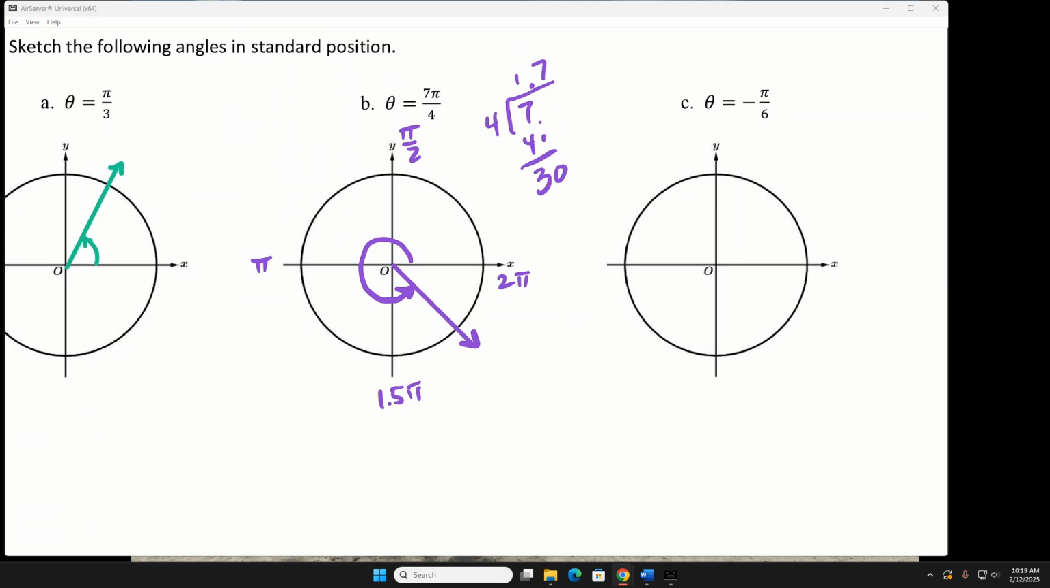All right, and then for C. So we know what pi over 6 looks like, I think. It's this one. It's a special angle, one of the first ones we graphed. That's a positive pi over 6. So what is negative pi over 6 going to look like? Good. It's that same space that was rotated, but it's rotated in the negative direction. So that's negative pi over 6.